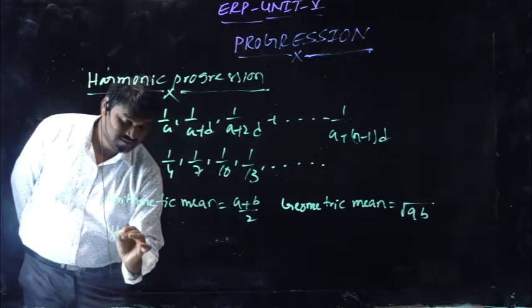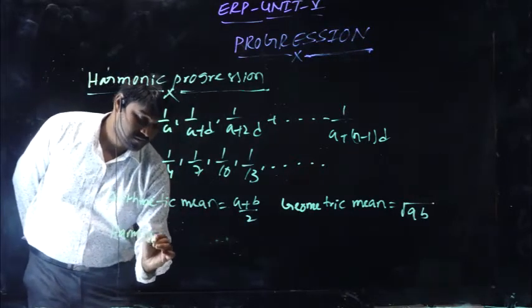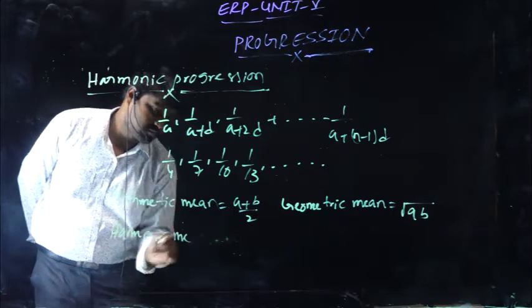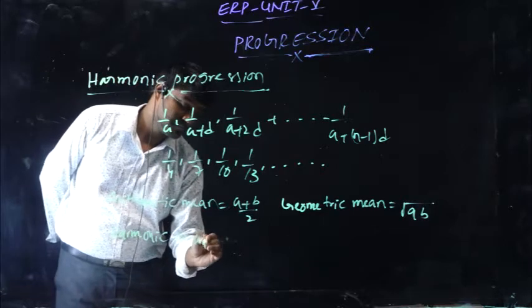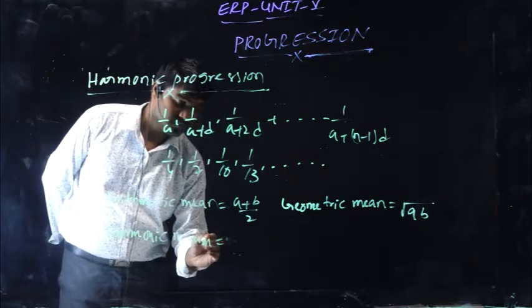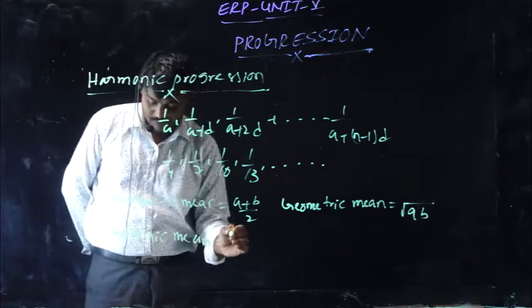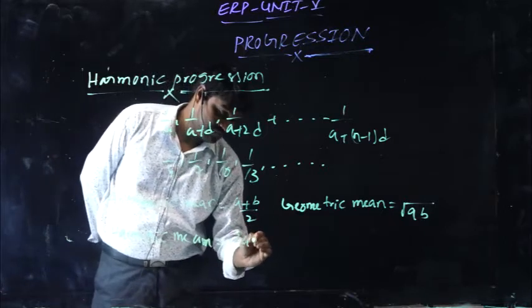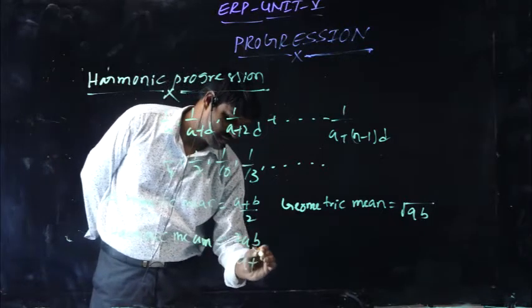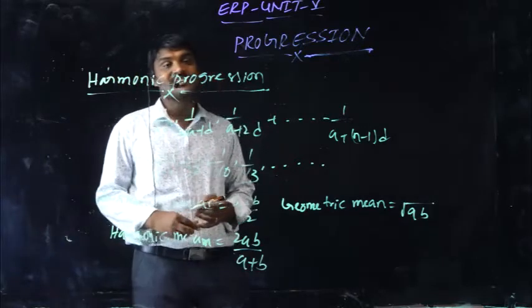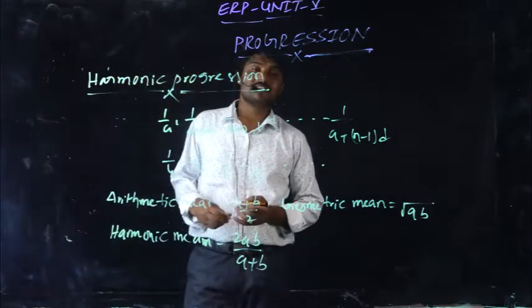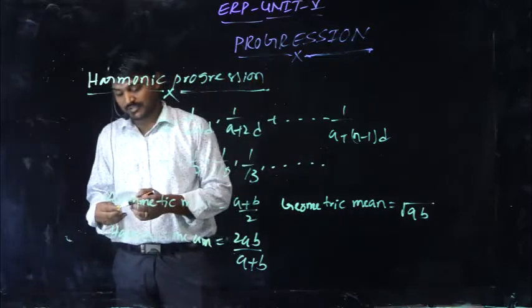Harmonic mean equal to harmonic progression mean, equal to 2ab by a plus b. So here, what is the relation between the arithmetic mean, geometric mean and harmonic mean?